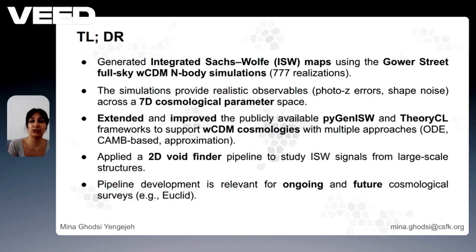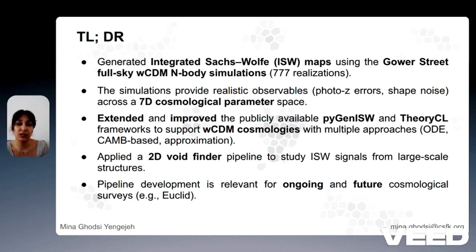Okay, I will start with the TL;DR slide to have a big picture of the idea. So we generated ISW maps for 777 different realizations of the Gower Street simulation. Gower Street is an n-body full sky simulation and is based on wCDM. It has 7 different cosmological parameters and they are changing. It's based on forward models, so it has realistic observables like photo-z, shape noise, etc.